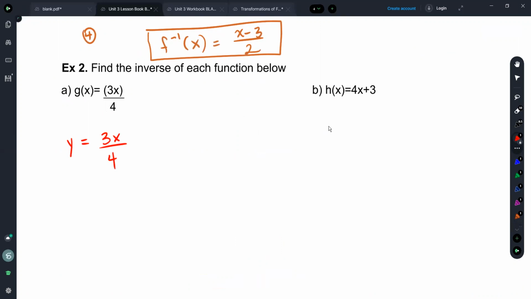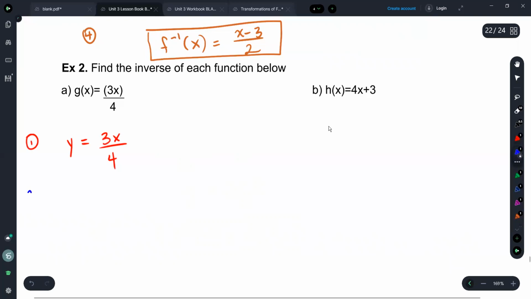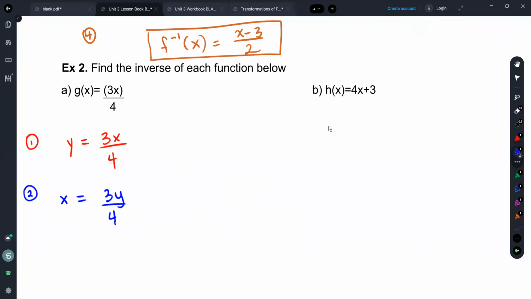Okay, so replace function notation with y. That's the first step. Second step is swap all x's and y's. So we're going to replace x's with y's, y's with x's. And then we want to just get y by itself again.